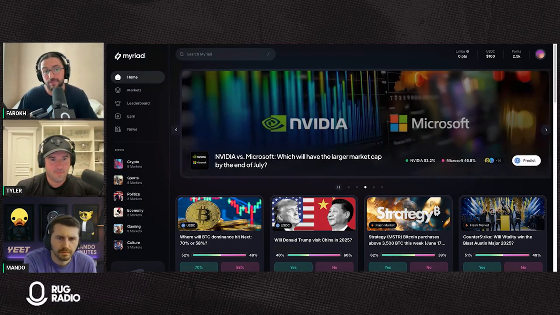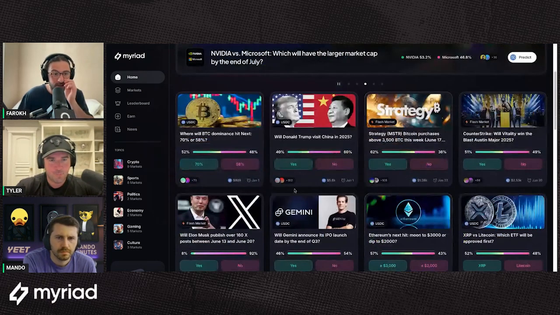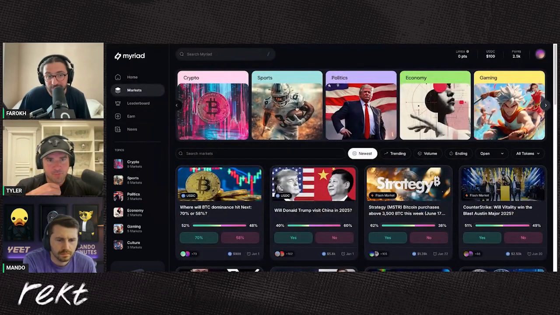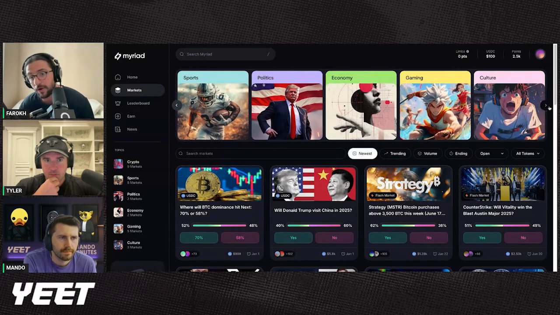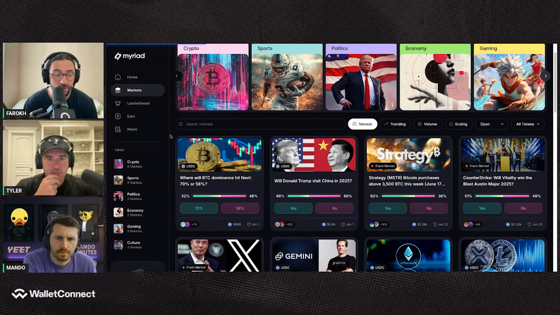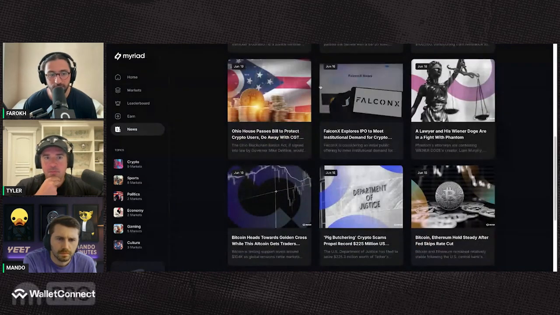I agree. But look at how clean it is, so simple. The new front page. You have all the lines here. You have your home here. You have the markets page here. So now we have these cute little tabs: gaming, economy, politics, sports, crypto, culture, all that good stuff. And then here you have the different lines. You have the news tab here directly for the crypto news, etc.